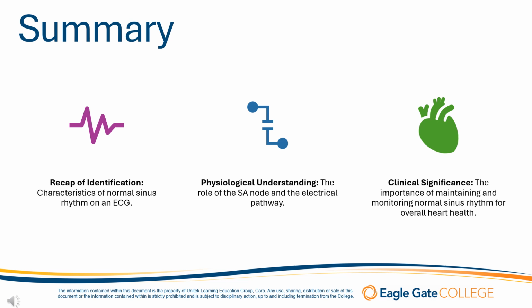We've looked at understanding the role of the SA node and the electrical pathway. We've looked at the SA node, atrial contraction, the AV node, the ventricular contraction, and the ventricular repolarization. And we've looked at the clinical significance of maintaining and monitoring normal sinus rhythm as an indicator of heart health, monitoring for any changes, and preventing the development of arrhythmias that could show damage to the heart tissue.